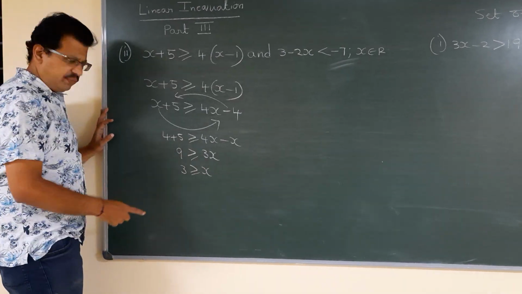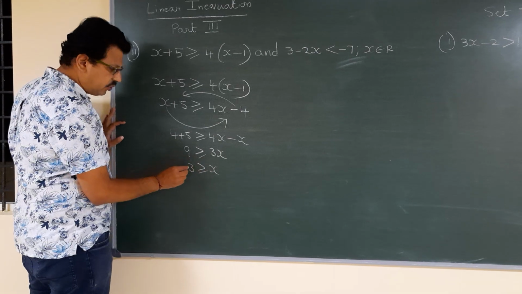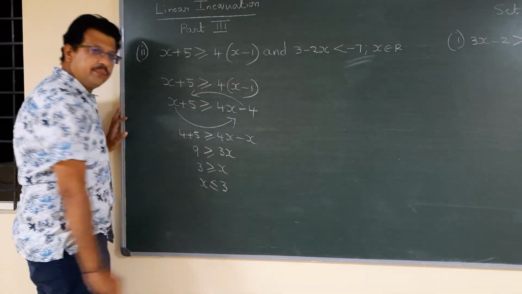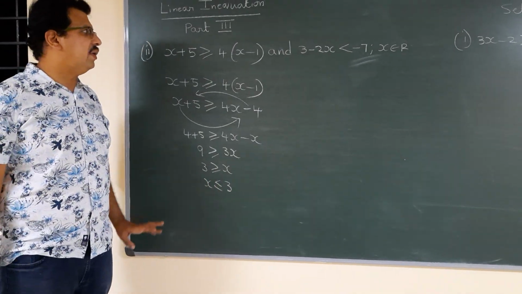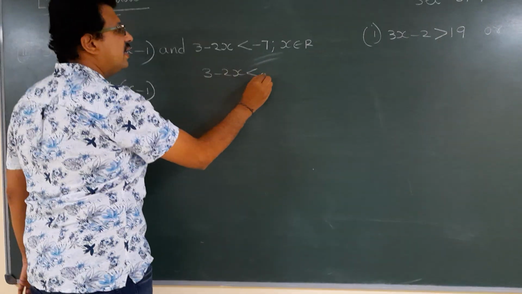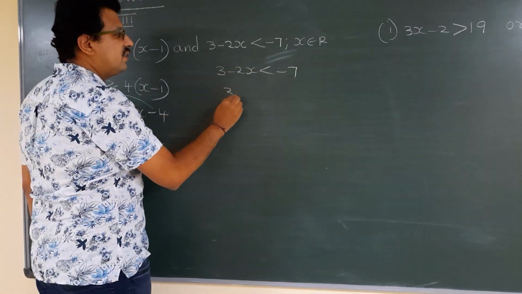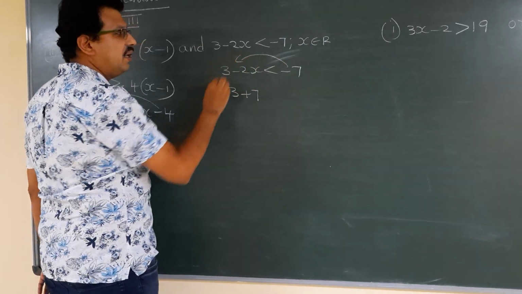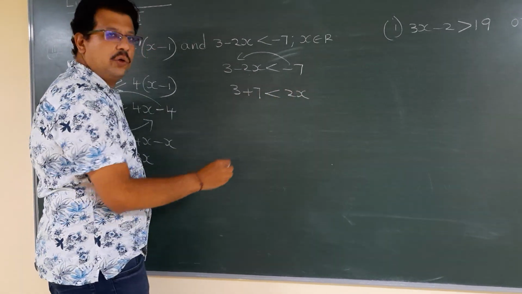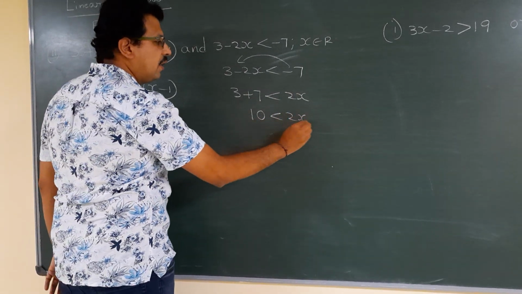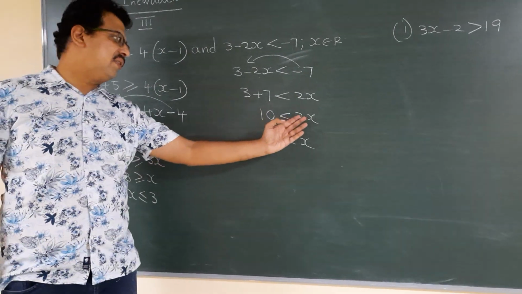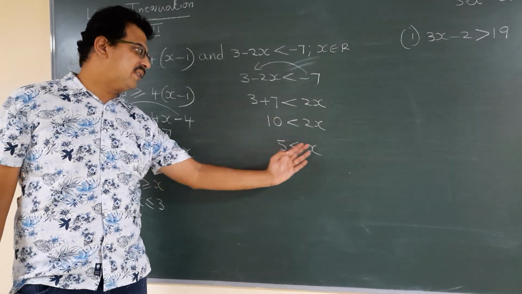We can interchange, children. So 3 is greater than or equal to x. If I bring x to the left side and 3 to the right side, it becomes x is less than or equal to 3. So the next inequation is 3 minus 2x less than minus 7. We can write this as 3 plus 7, bringing minus 7 to the left hand side and minus 2x to the right hand side, less than 2x. So it's going to be 10 less than 2x, or it is 5 less than x.